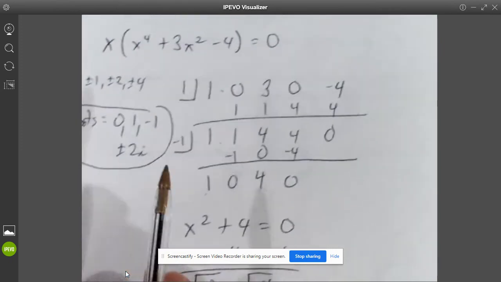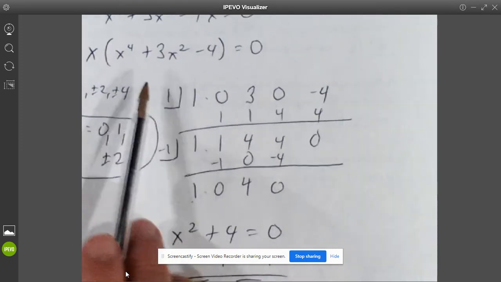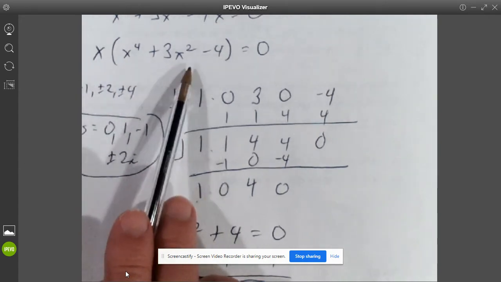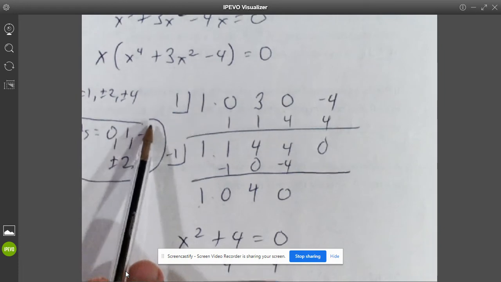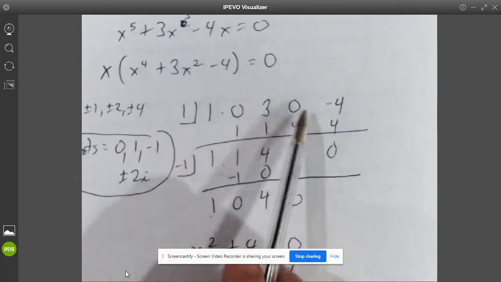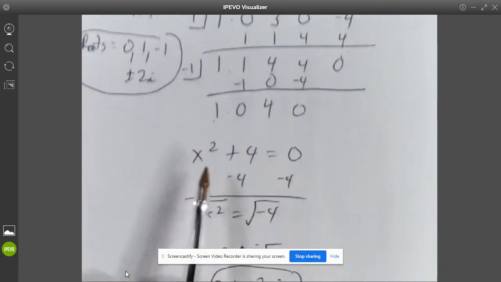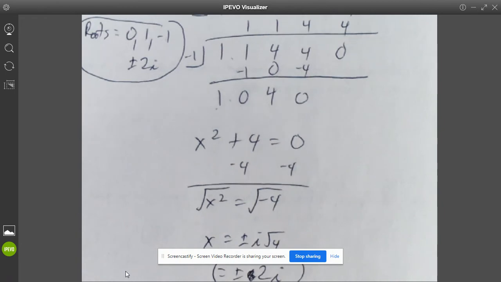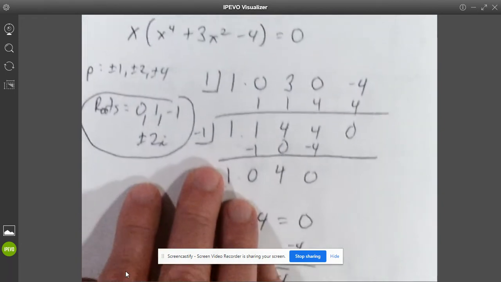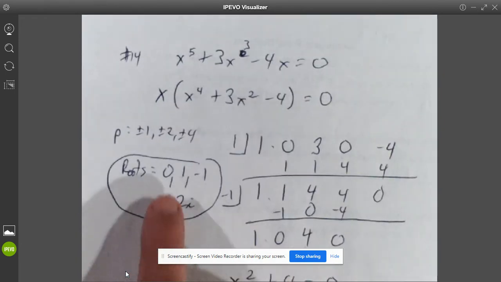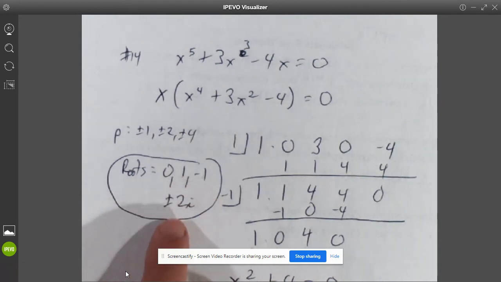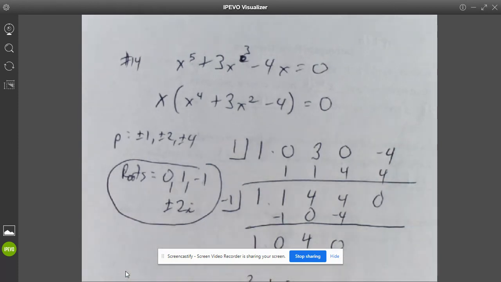Just a couple things that I can see causing an issue here. First of all, taking out that x gets me down to something where I can look at the rational root theorem. And when you're doing that synthetic division, don't forget about those zeros. That gets you down to an x squared, which we've got several techniques to be able to solve. So here's my solution for number 14 on lesson 5-6. My 5 roots are 0, 1, -1, positive 2i, and -2i.